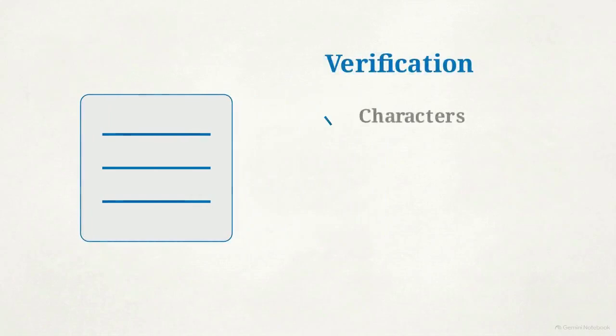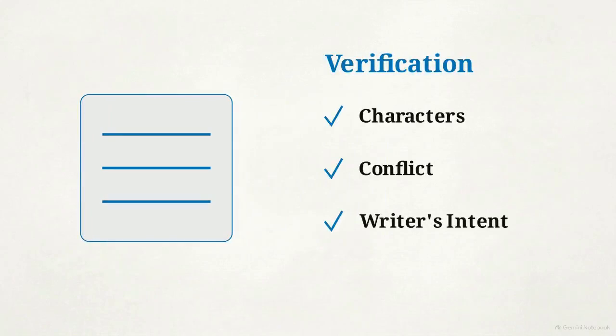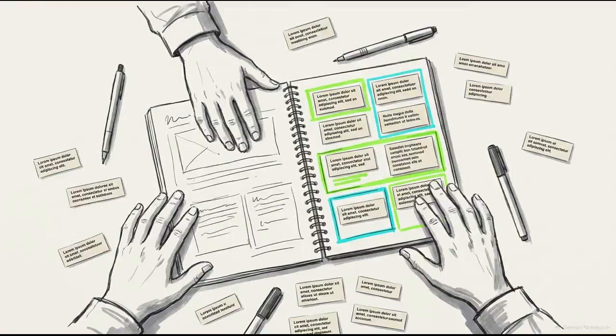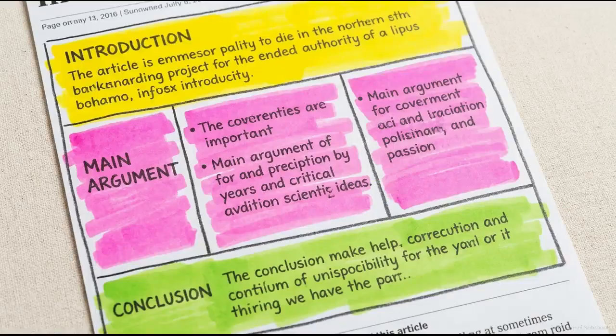Finally, Step 5 is verification. Check your draft to ensure you captured characters, conflict, and the writer's intent. If the text feels overwhelming, break it down further. Take smaller, isolated chunks of the text and use a group journal to organize these steps before attempting to draft the final piece. An accurate summary is the result of a systematic architectural breakdown. It requires careful disassembly of the original material.